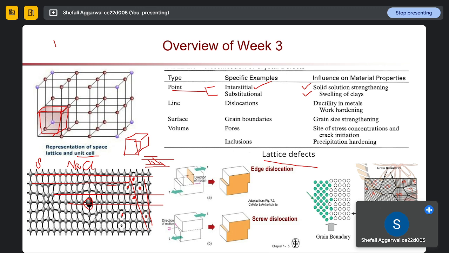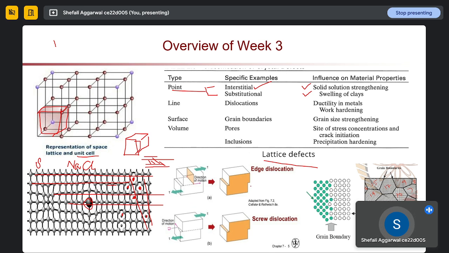Next is the line defect. A line defect means there is an imperfection in the complete crystal lattice. In the earlier cases, one atom is replacing another atom, or one atom is getting inside the complete lattice. In a line defect, there is a complete line of atoms which are mismatched or displaced from their position in the lattice.